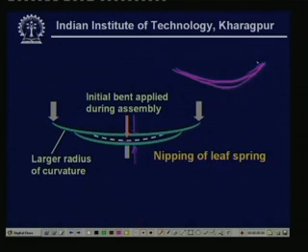That means you are incorporating more stress onto this one. You got the point. If you are having a bend, then what will it create? How are you applying the bend? As I told you, just by putting the clamp over here. You tighten the bolt from both sides, it will come closer and closer, and that is what you get.